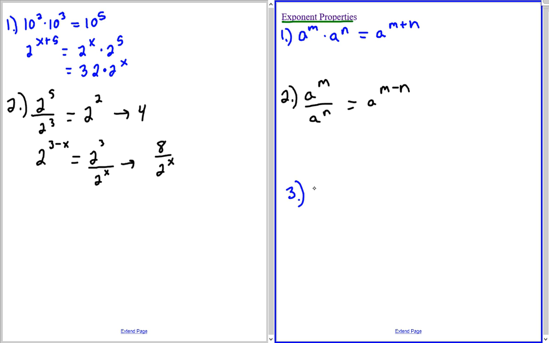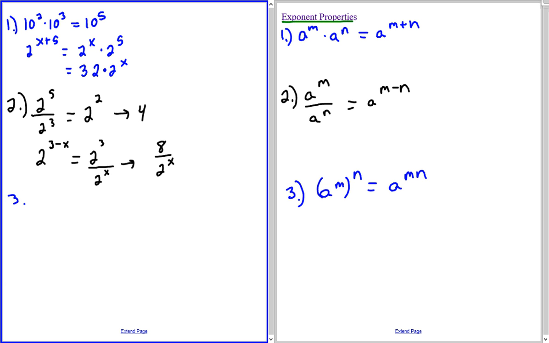Our third property is a to the m, all to the n power. This one often gets confused with the first one. Power to a power, we multiply. So that's a to the mn. I can give you examples as to why each of these work. If you don't remember why they work, please reach out and let me know. I can always show you longhand why they work as well. Hopefully you did that when you were in Algebra 1 when you were first learning these.